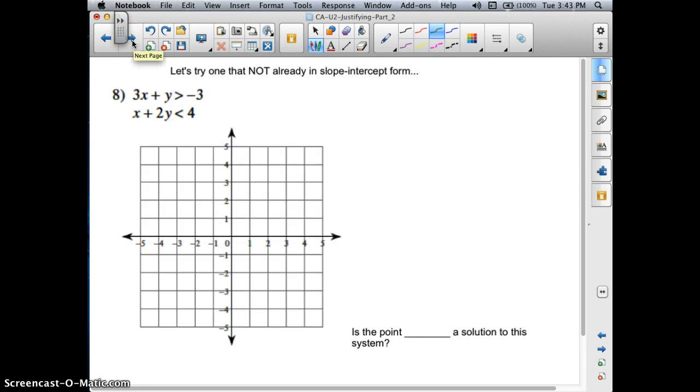The next one that we're going to look at is one that's not already in slope-intercept form. And so it's important for you to put each of these inequalities in slope-intercept form and then graph them the way we did in the last slide. I want you to pause the video and take a moment and put each of these in slope-intercept form now. Don't graph them yet. Let's check that you've put them in that form properly before you get to the graph.